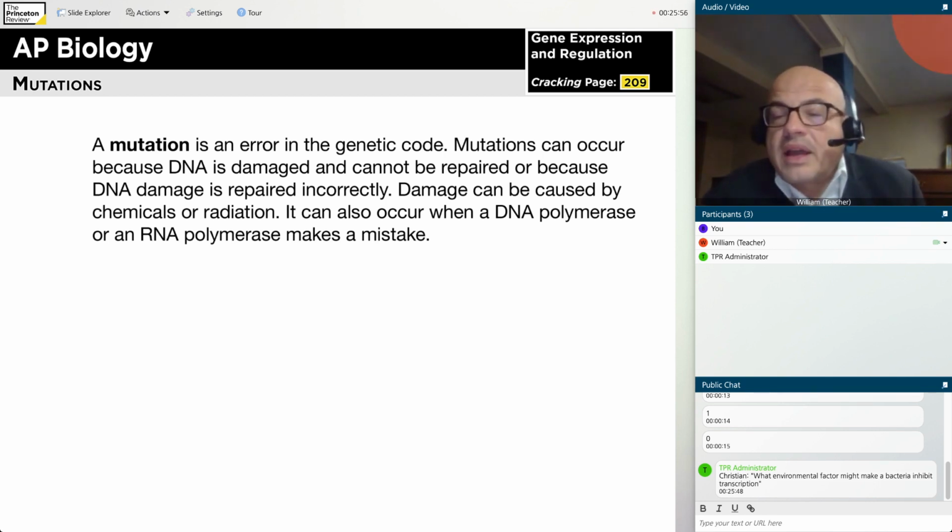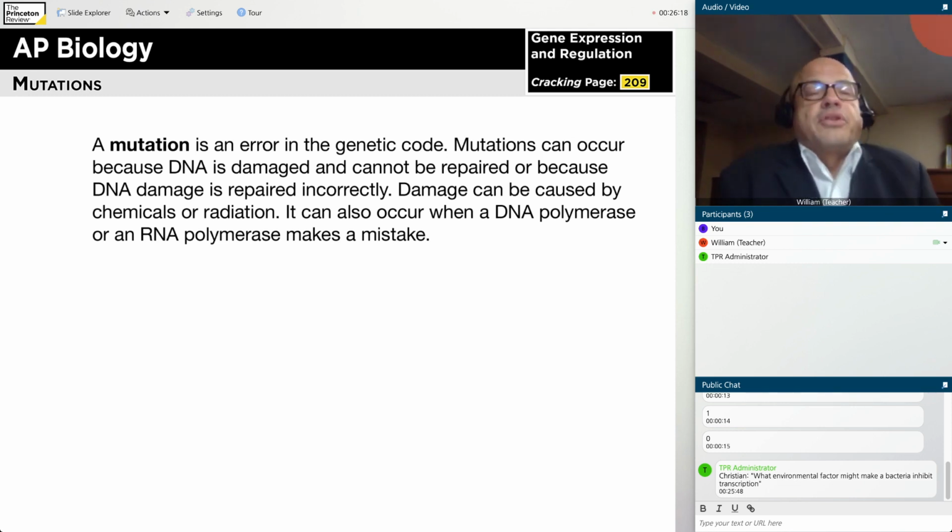A question is, what kind of environmental factor might make a bacteria inhibit transcription? Well, I can't speculate in terms of that, but one way to say this is, in terms of the environment, I would say something that would physically separate the bacteria from something in the outside environment. If you want, we could elaborate. Did you have something else in mind in terms of that?